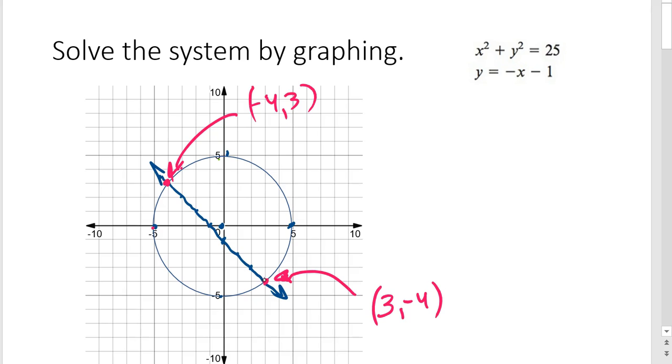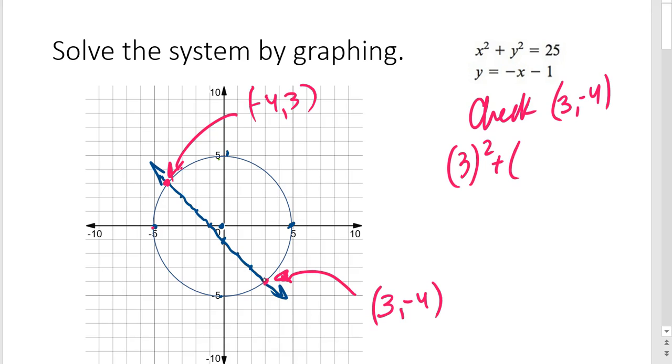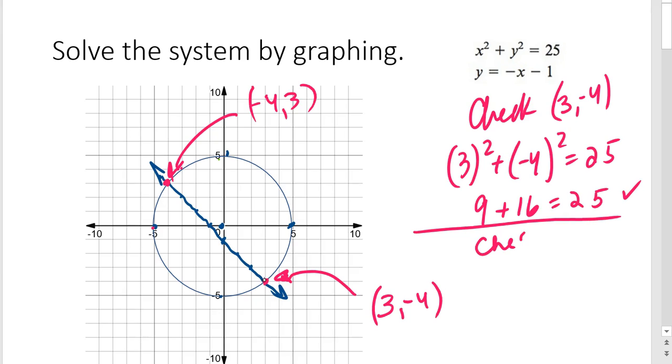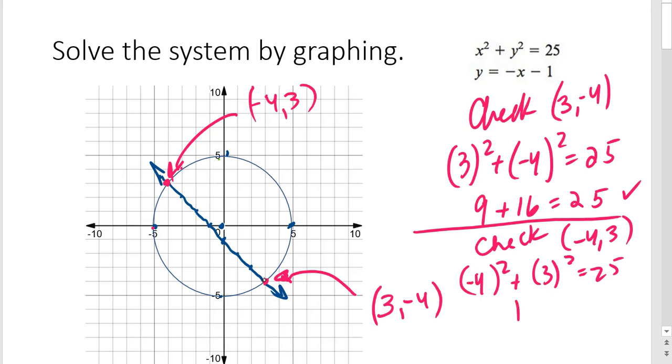So let's go ahead and check. If I check (3, -4), that means in my first equation, it'll be 3 squared plus -4 squared is equal to 25. We can see that's going to check. And then I could check my second point, (-4, 3), once again doing it in my first equation. And that will also check.